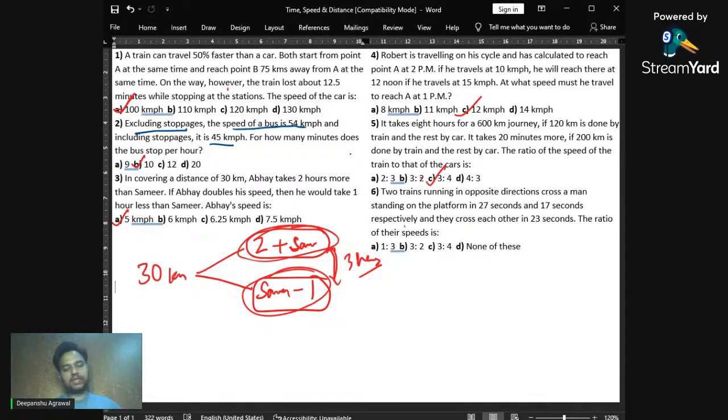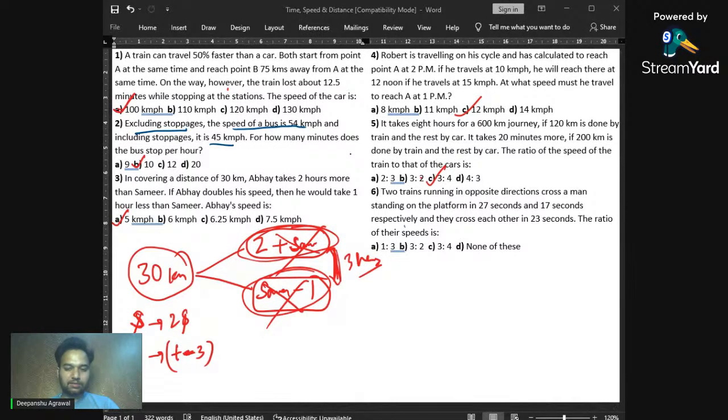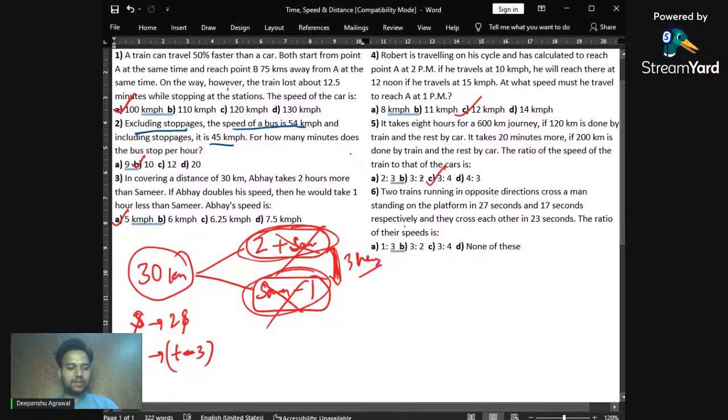right? And because there is a difference of 3 hours between these two times, can I just say that if Abhay increases his speed from S to 2S, he takes a time 3 hours less than the original time. We are taking this Samir as a point of measure, right? So we can simply say, to cover 30 kilometer at the speed of S, Abhay takes t time, and at the speed of 2S Abhay takes t minus 3 time, right? So again apply distance equal to speed into time.